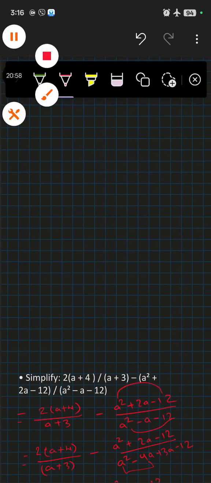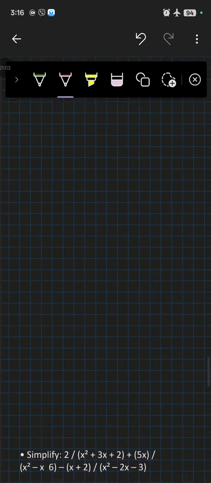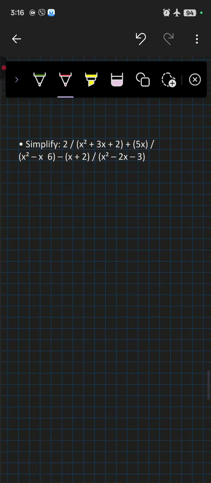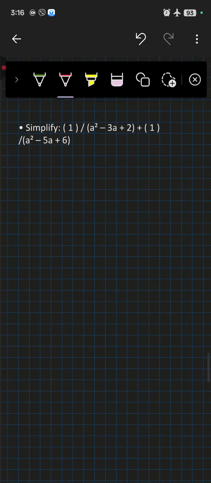Moving ahead to the next question, what do we have here? Let's see. Let me skip. Okay, this question, let us solve this question. We have 2 on the top, in the denominator x square plus 3x plus 2. Here also we have to apply the middle term split method, and then 5x by x square minus x 6. Oh, this is a wrong question, I think, because x and 6 cannot be. So let's go to the next question.